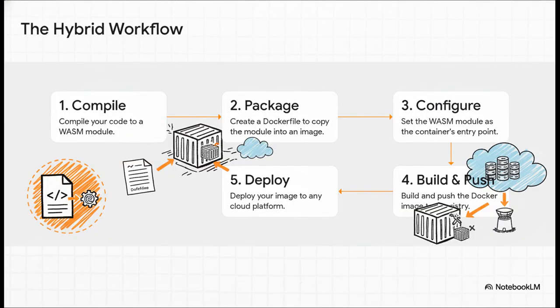And the workflow is actually super simple. Step 1, compile your code to a WASM module. Step 2, write a really basic Dockerfile that just copies that module into an image and tells the container to run it. After that, it's just business as usual for Docker. You build the image, you push it to a registry, and you deploy it. What you end up with is the mind-blowing performance and tiny size of WASM, all packaged up and delivered using the reliable, familiar tools of the Docker ecosystem.